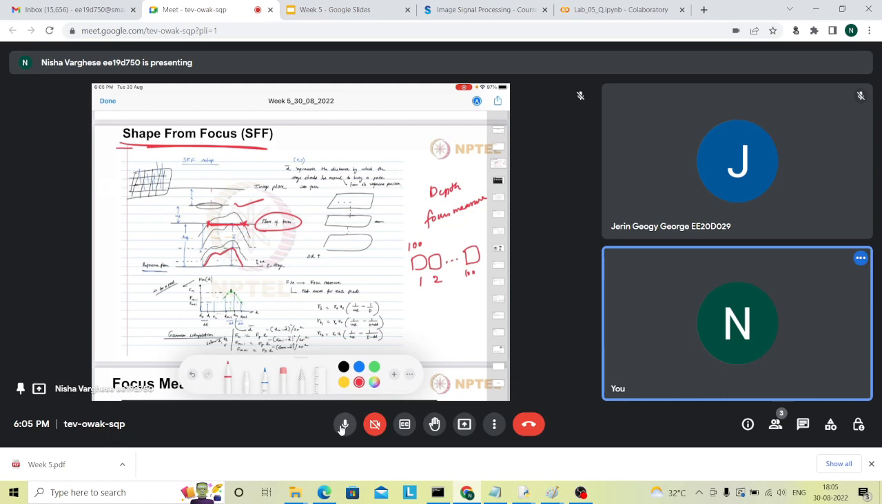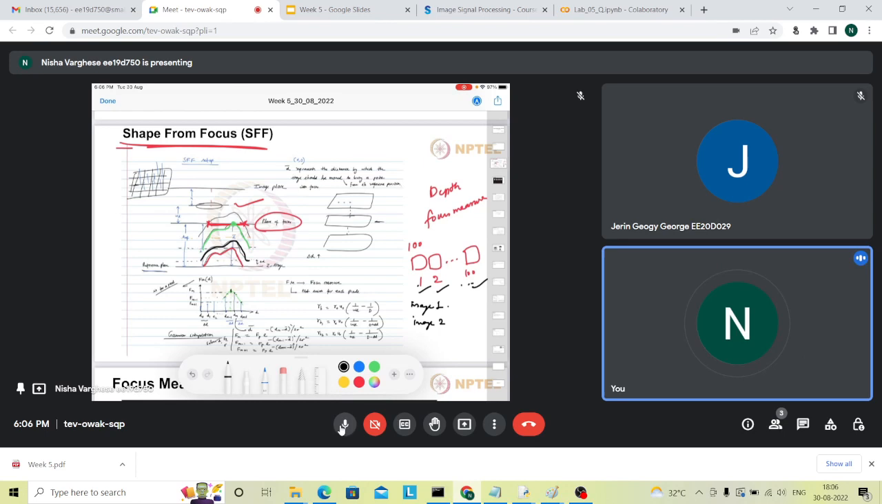Then if the object is here, this portion of the object will be focused. When the object is here, nothing will be focused. So we'll get a number of images like this: 1, 2, 3, etc. up to 100. In image 1, some portion will be focused and some portion will be blurred. In image 2, some other portion will be focused and some other portions blurred. So overall, the object points will be focused in some image or other.